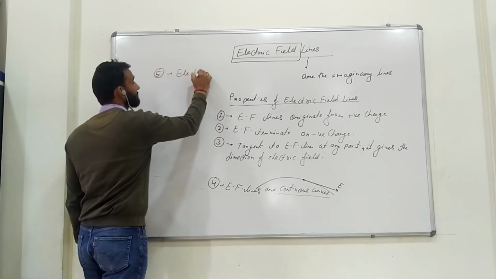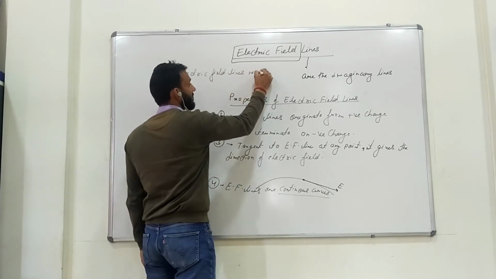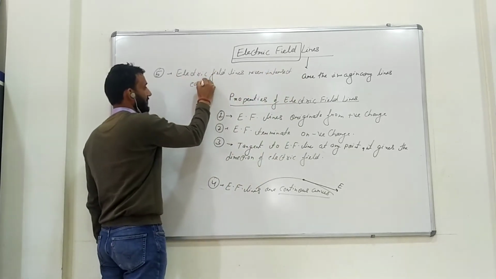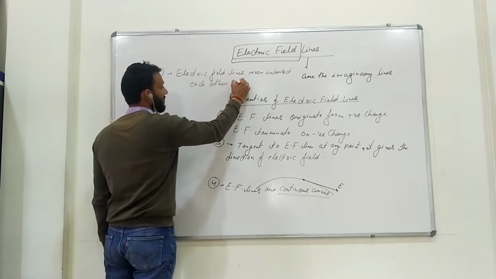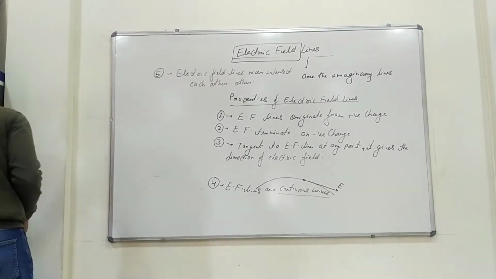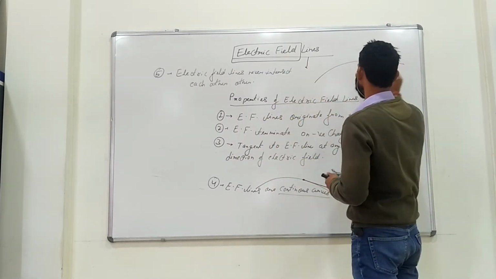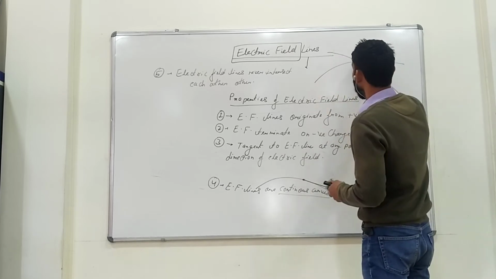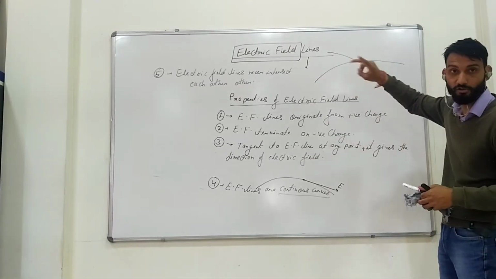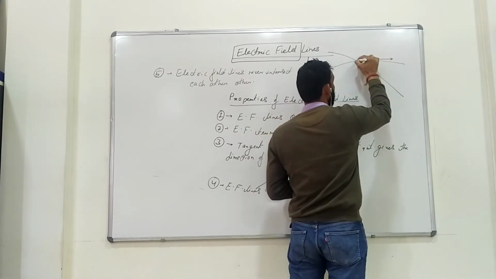Electric field lines never intersect each other. Why do they not intersect each other? Because if they do intersect, suppose one electric field line is like this and another electric field line is like this, and at this point they are intersecting. How many tangents can I draw at this point? I can draw two tangents: one in this direction and one in this direction.